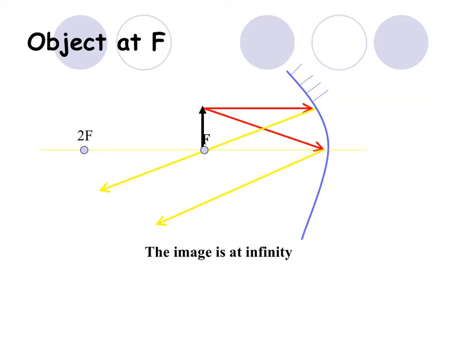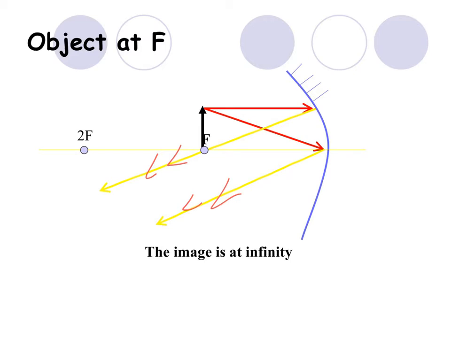The next one, a bit of a strange one. If you put the object actually at F, then what you get is an image at infinity. These lines are parallel to each other. They leave in a parallel direction. Still drawn in the same way, notice. Exactly the same way. The line parallel to the principal axis comes out through F. The line which hits the centre of the mirror comes out as if it was a flat mirror. But now, just for construction purposes, it appears at infinity. If you look at this point, you can't focus anything. Even the eye can't focus it.